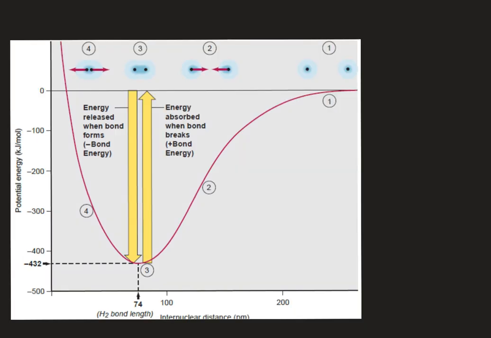Imagine two hydrogen atoms far apart. At this point, the atoms are way too far to attract each other, and when they are far apart from each other, there's no interaction, there's no attraction, and there's no repulsion. And so the potential energy is very, very low, and it's close to zero. So this is a zero line, and the potential energy graph is very close to zero at this point.